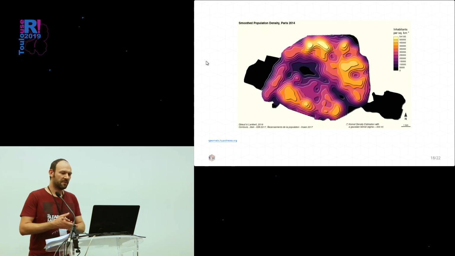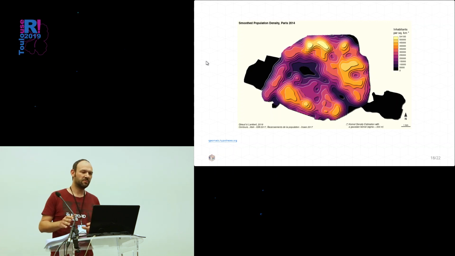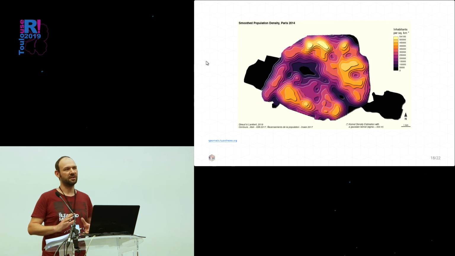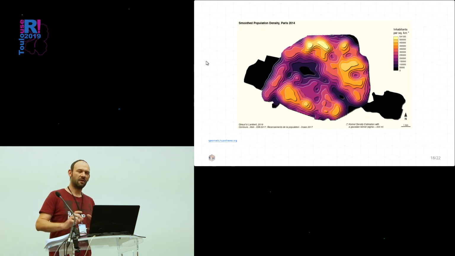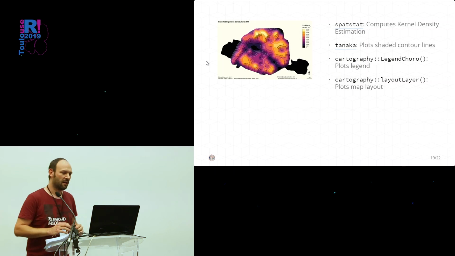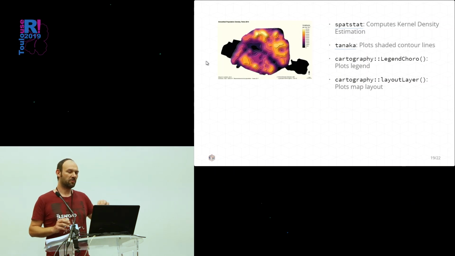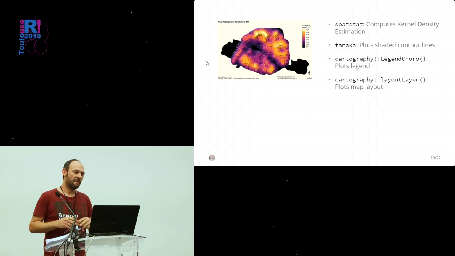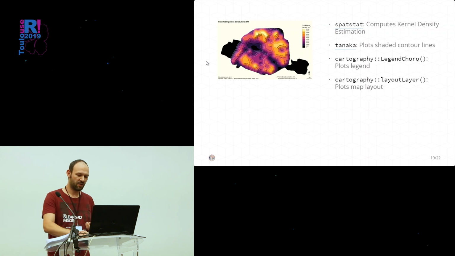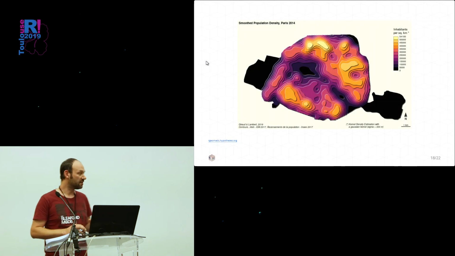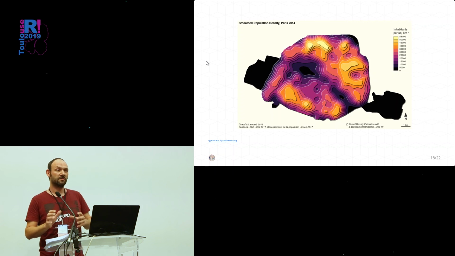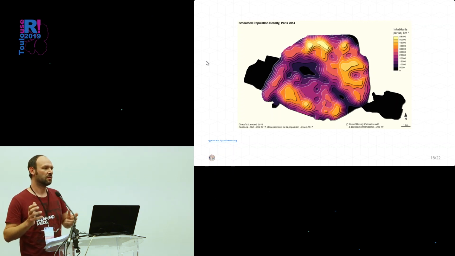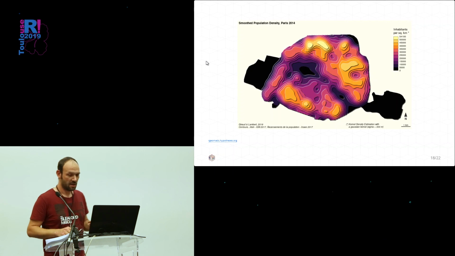Here is another map. I cheated a bit on this one because there is not a lot of cartography in it, but it's used for some part. Here we took some points with population on the Paris area. We use spatstat, thank you for spatstat, to compute kernel density estimation. And then with the tanaka package, we created these shaded contour lines. Tanaka is the person who created this kind of representation.